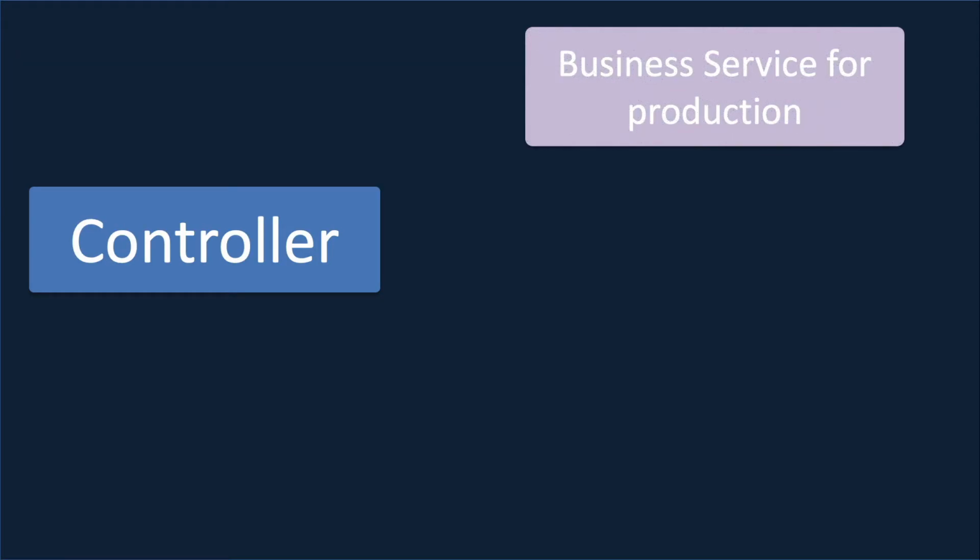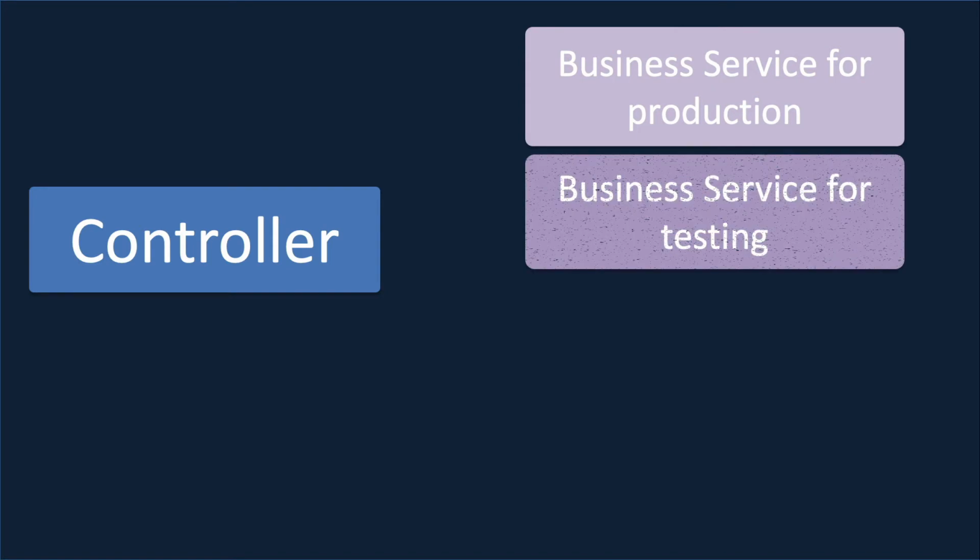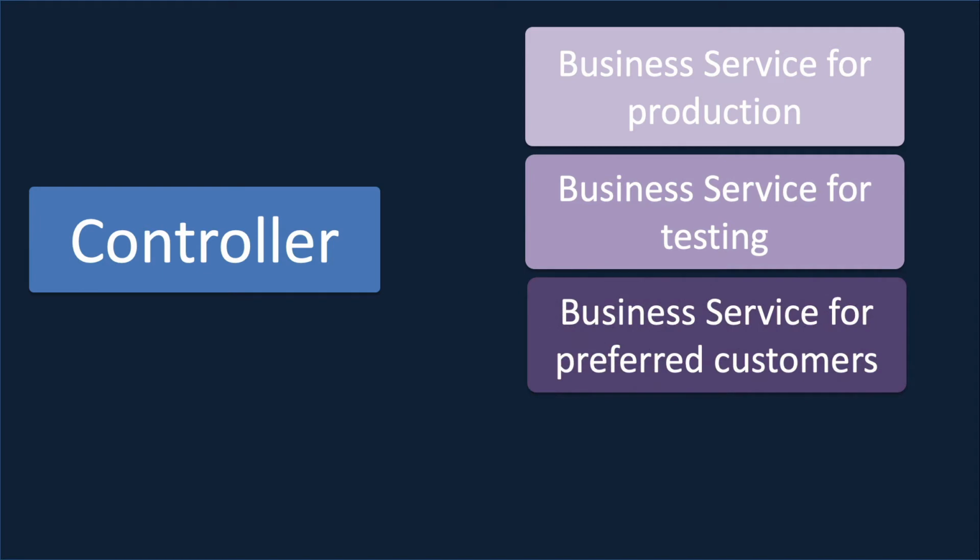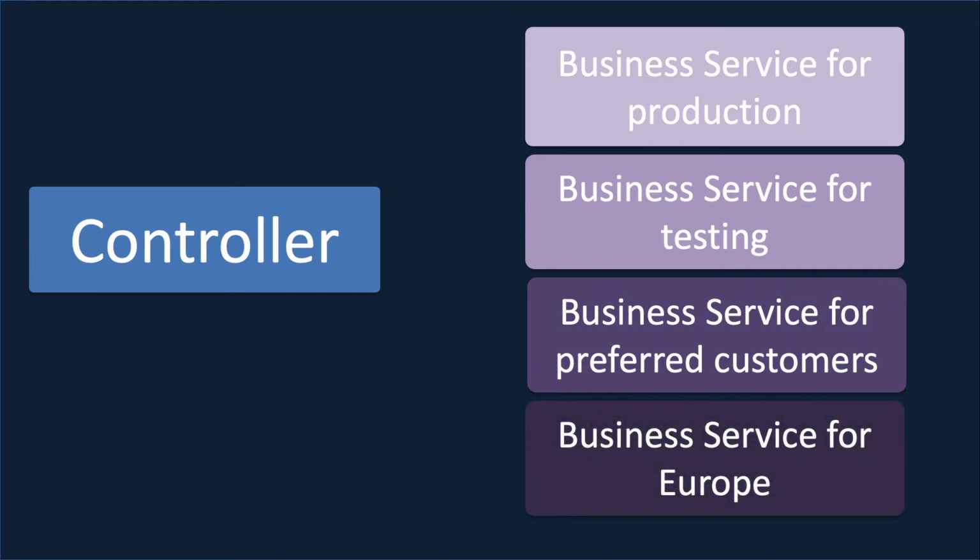So let's take another reason of why we would want to do that. Consider a controller. The controller might be using a business service of different versions, such as one for production or one for testing. You might have a business service that is programmed for preferred customers or for a certain region of the world. And if you program it correctly, you can swap out any of these services with a single line of code.